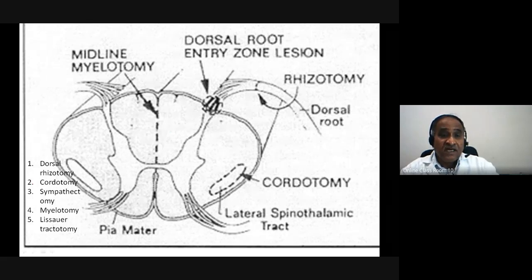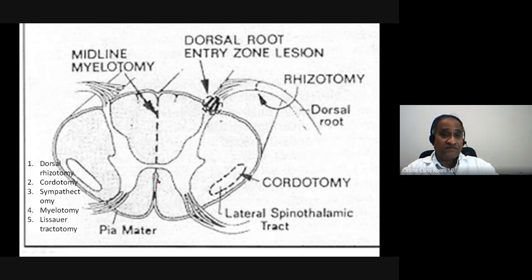Then the fourth one is the myelotomy. Myelotomy is a procedure in which you cut the fibers which are crossing here. Say, for example, it is originating from this side, because they cross to the lateral spinothalamic tract. You cut this here. This is the central rhizotomy. There is nothing wrong with this posterior root, and you cut it here. And if you cut the fibers here which are crossing, that is the myelotomy.